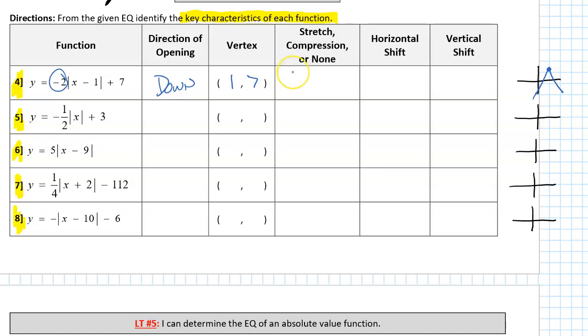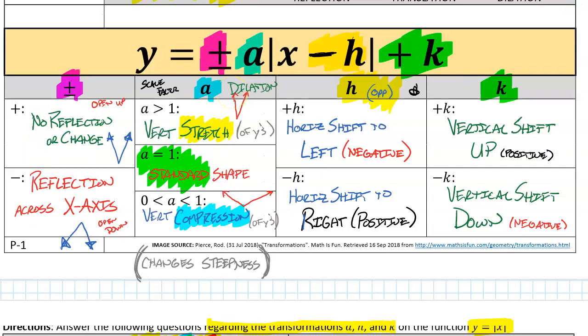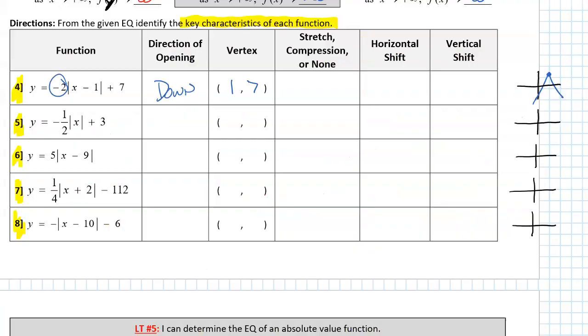Stretch or compression, remember when the A value in our absolute value function, this is from our notes from topic 7, when our A value is greater than 1, we call it a stretch. When it is equal to 1, we call it standard, or sometimes we say there is no stretch or compression. And if it's between 0 and 1, so 1/2, 1/3, 2/3, we would call it a vertical compression of the Y values. So in this case, the A value is 2, so that is greater than 1, so we're going to say that this is a stretch.